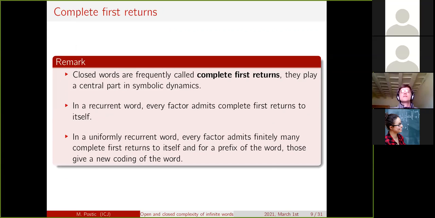So some remarks on the interest of open and closed words. Closed words have actually been quite extensively studied, and they are often called complete first returns, and they do play an important part in symbolic dynamics because for recurrent words they give a new coding of the word. And if I remember well, last week one of the talks was talking about this so-called derived sequence you can construct thanks to the complete first return to a prefix. And so it was a good example of one of the uses of closed words.